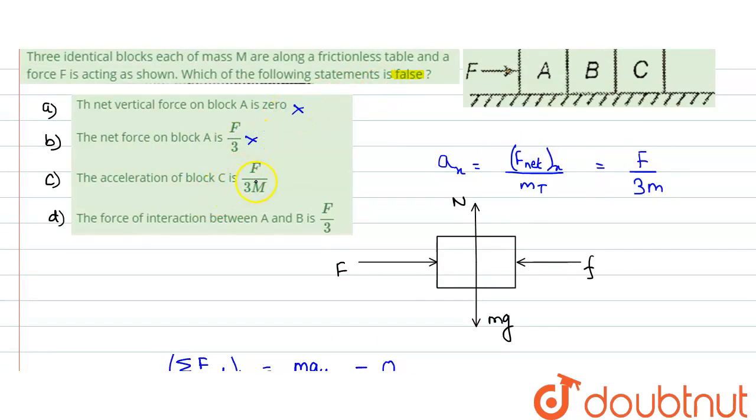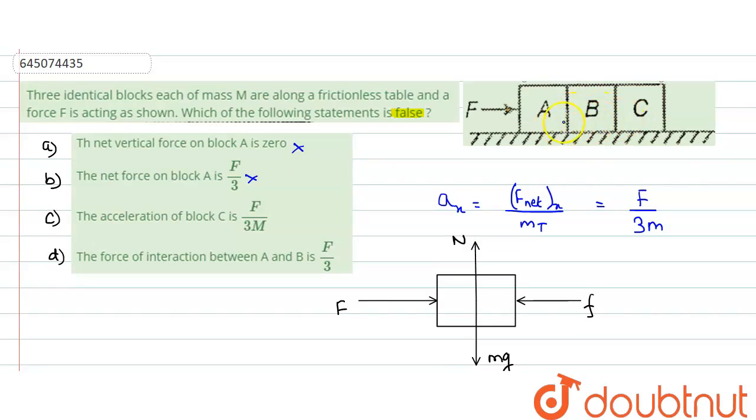Now the acceleration of block C is F divided by 3m. This is again a true statement. Why? Because each and every block would be moving with the same acceleration. They would be moving together. So this is also a correct statement, so this cannot be our option. So the option would be the D option, if we can just check it.